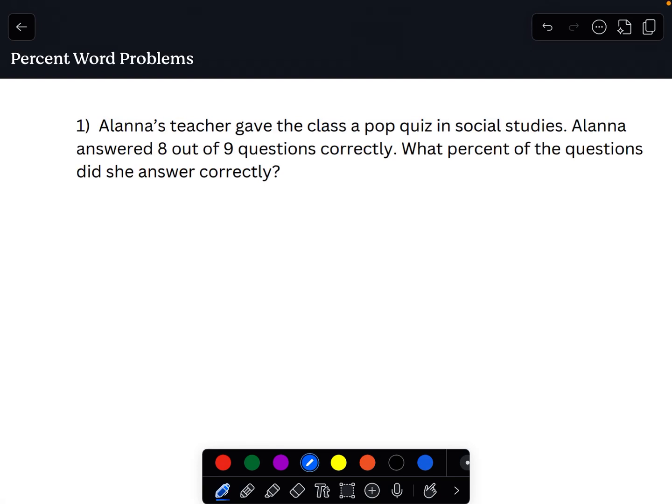What's up, mathematicians? Today we're talking about percent word problems. Sometimes percent word problems can be a little bit daunting, but the more we practice, the better we get.